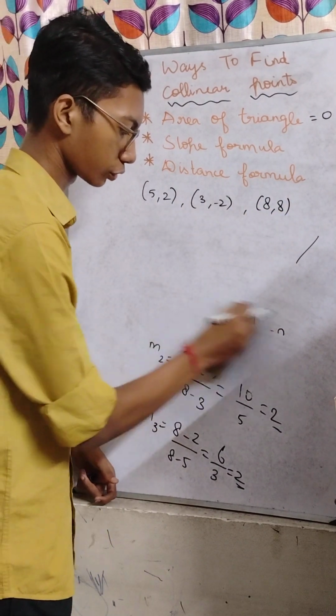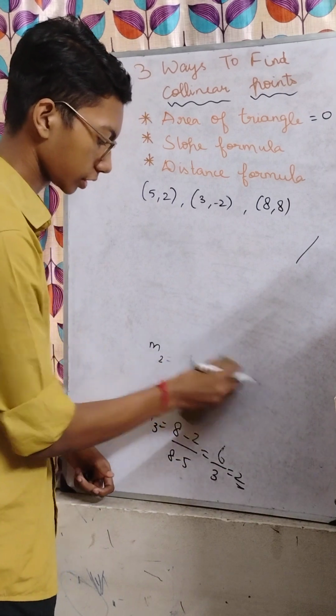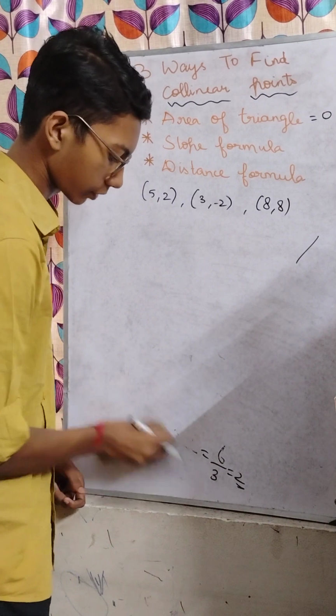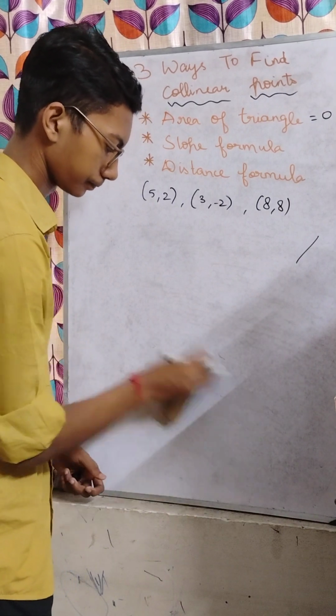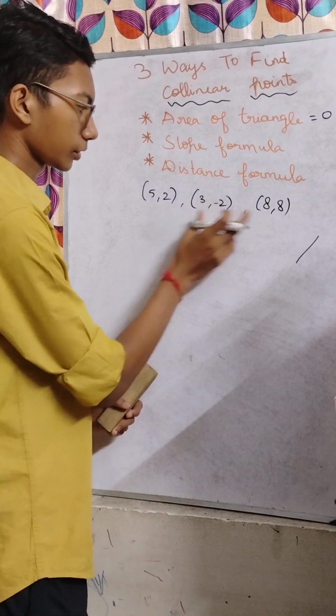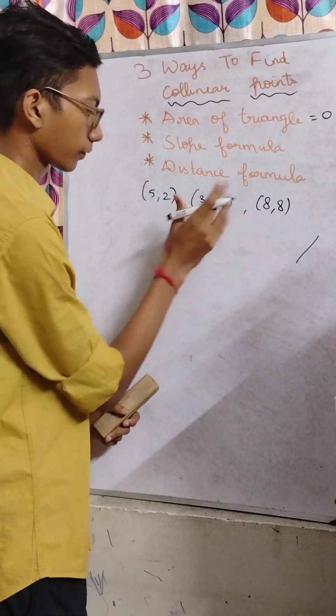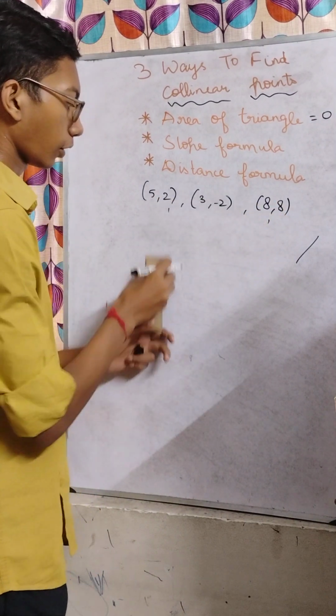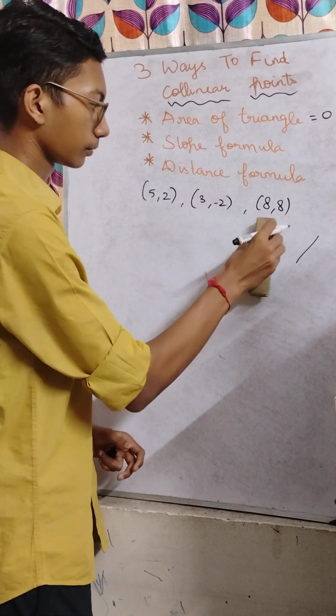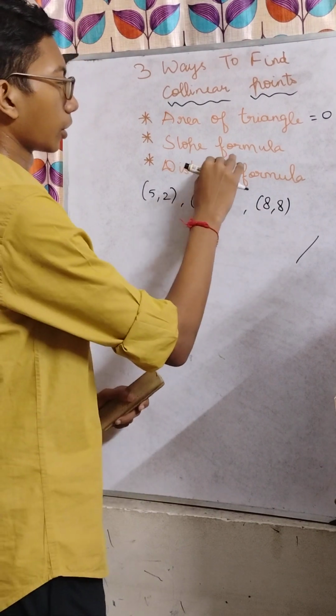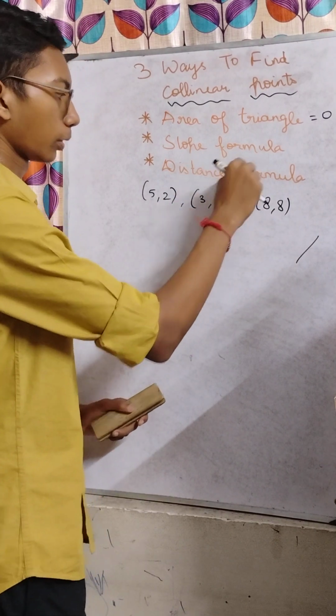That is, to find the slopes 3 times, for pairs of these points. So the slope of these 2 points and the slope of these 2 points. If all of them are the same, then we can say they are collinear. So that is the use of the slope formula.